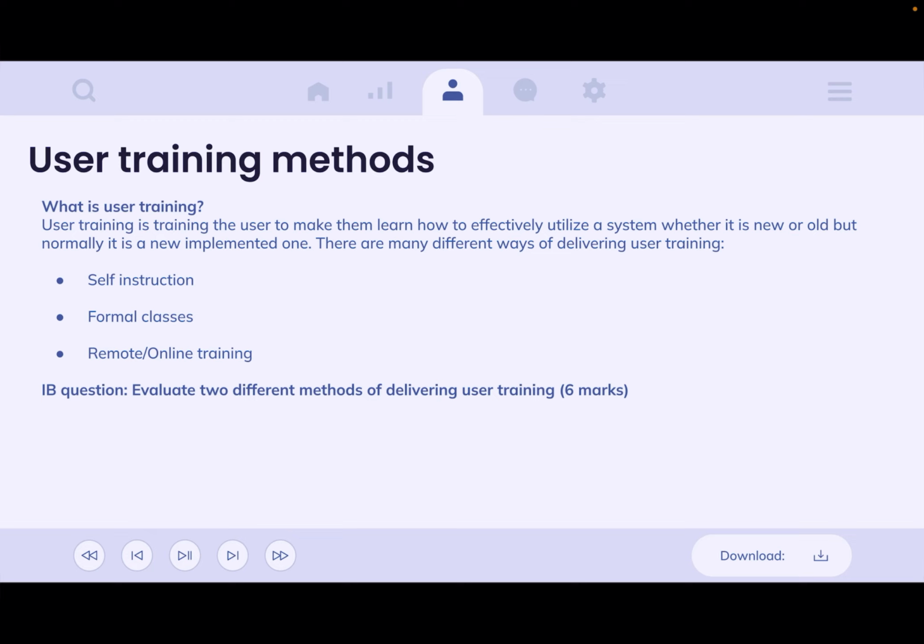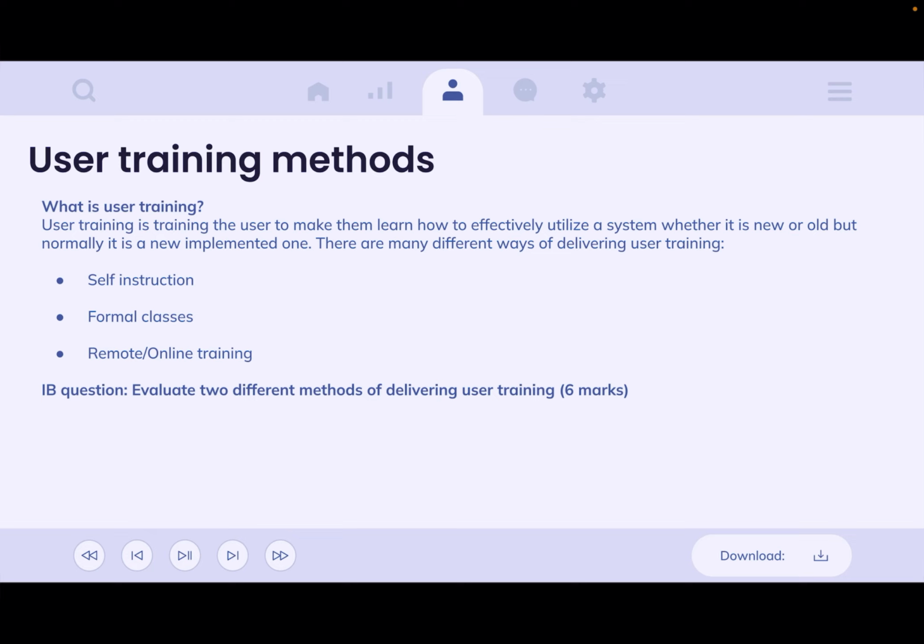Formal classes. Here, users sit in a classroom listening to an instructor or expert who shows and explains to them how to use the system. An advantage is that there is an expert on hand, so if the users have doubts or questions, they can have them answered by an expert. However, it is very expensive, as you need teachers, buildings, and facilities.